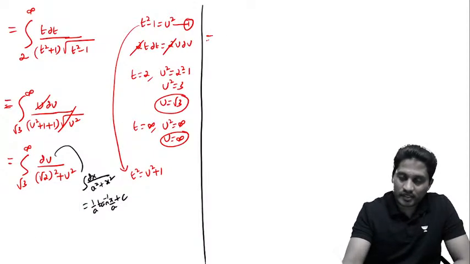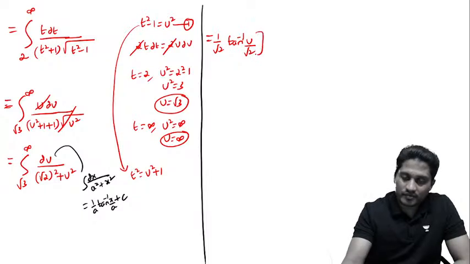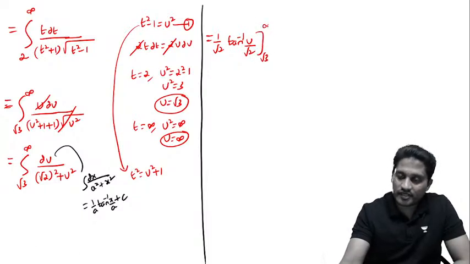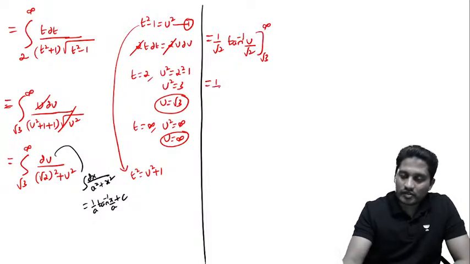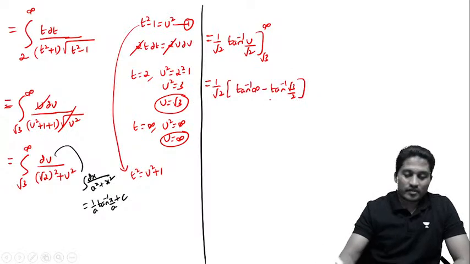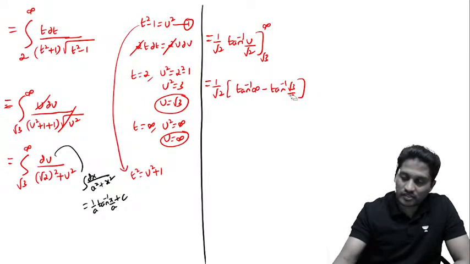This is equal to 1 by root 2 tan inverse of x by a tan inverse of u by root 2 between the limits root 3 to infinity. This is 1 by root 2. Upper limit will be tan inverse of infinity by root 2, which is infinity. Lower limit is tan inverse of root 3 by 2. Root 3 by root 2, sorry. So this is root 3 by root 2.